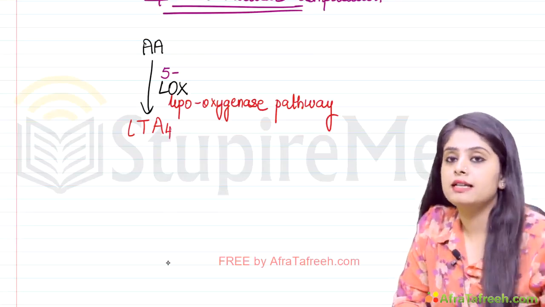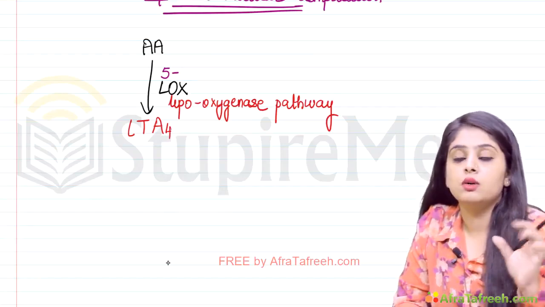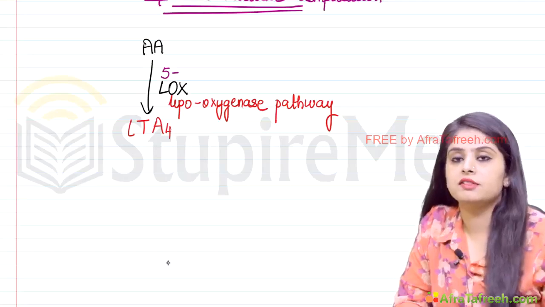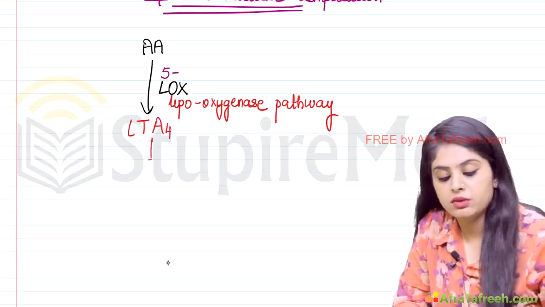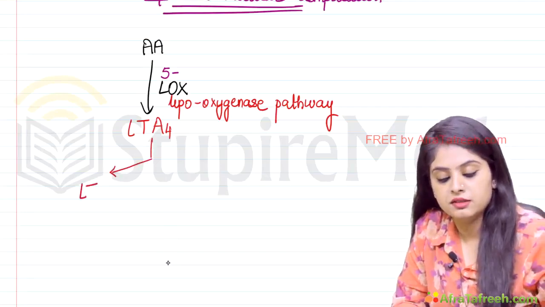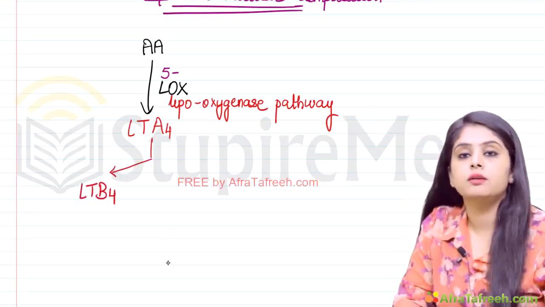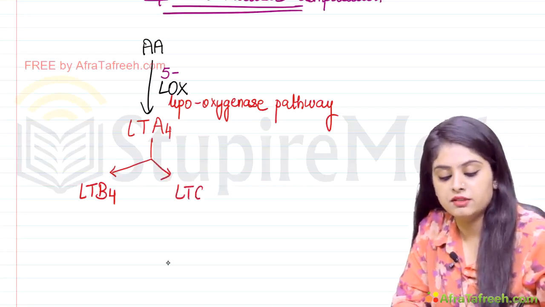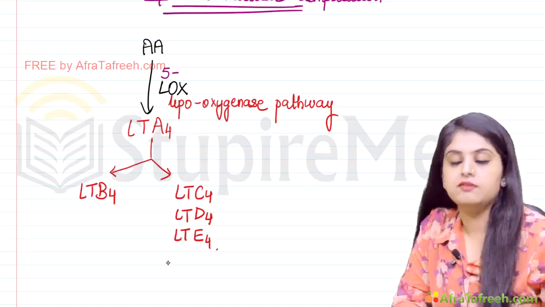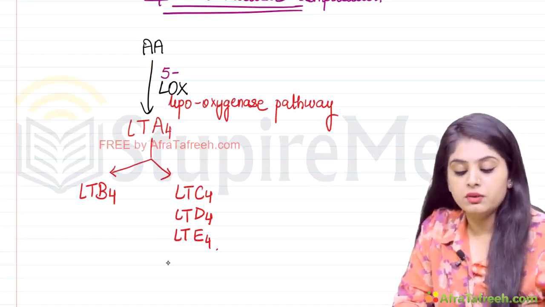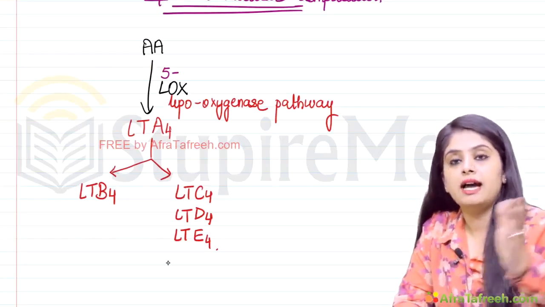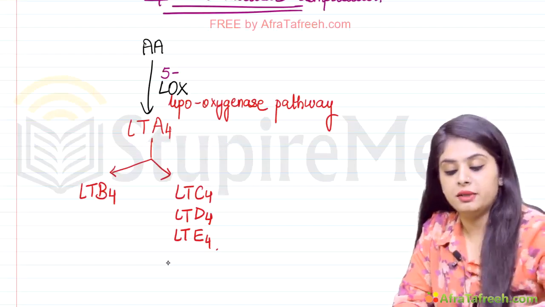What was the first prostaglandin that was produced? PGG2. What is the first leukotriene produced? Leukotriene A4. Starts with A, the first one is A. From this leukotriene A4 results the next leukotriene, that is leukotriene B4. And from this only there is synthesis of C4, leukotriene D4 and leukotriene E4. Now students, what you need to know is that leukotriene A4 is that common point from which we are having B4 also, and on the other hand we are having C, D and E as well.